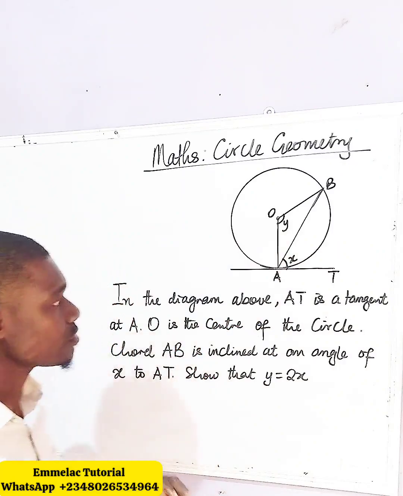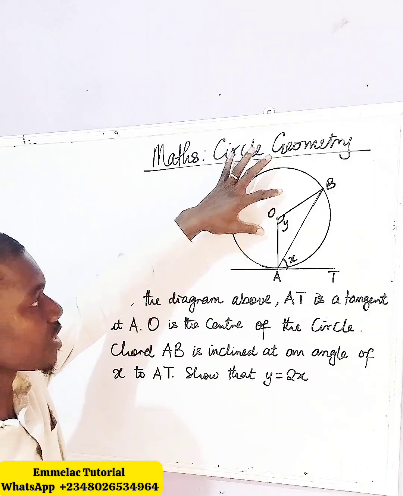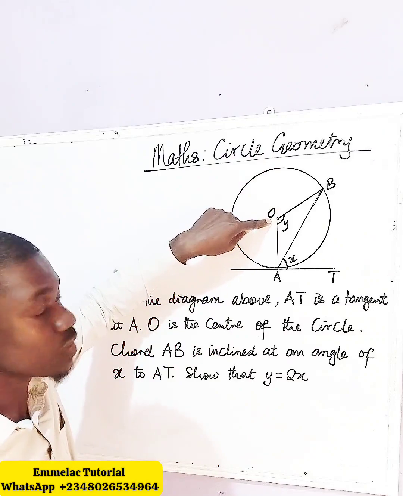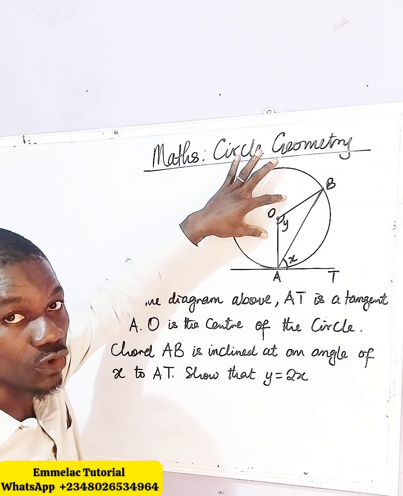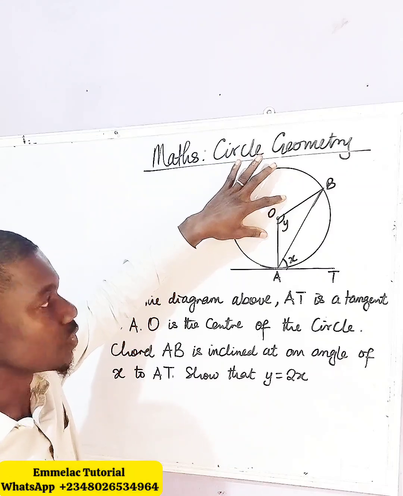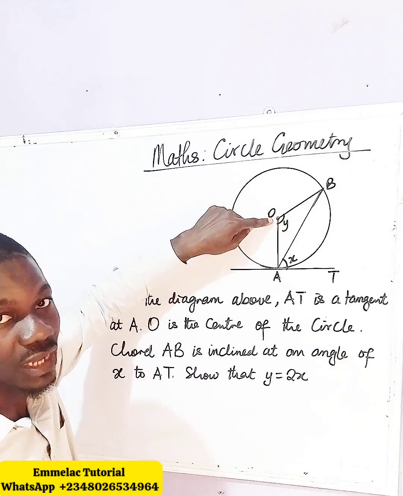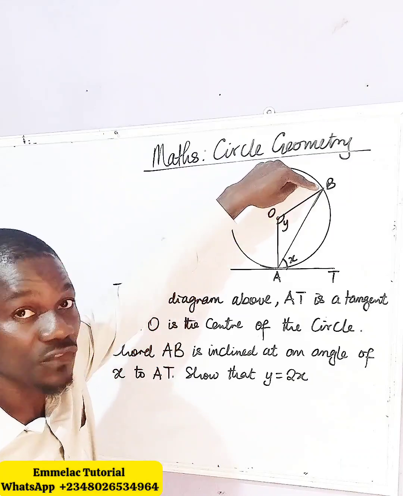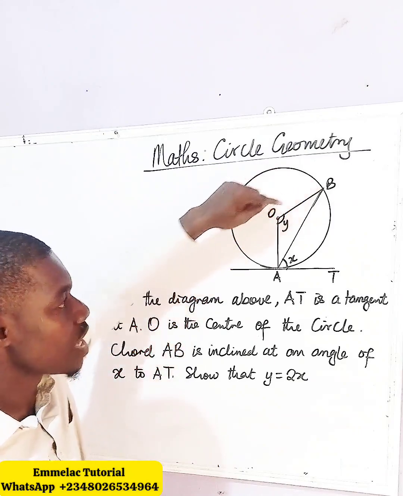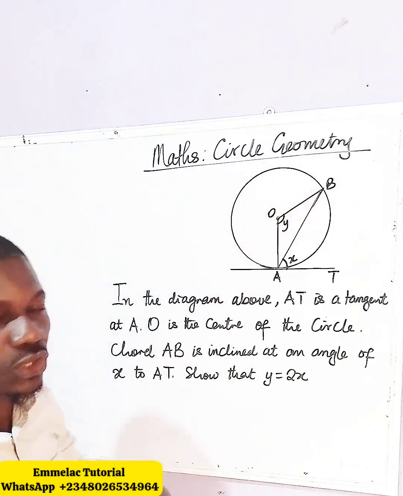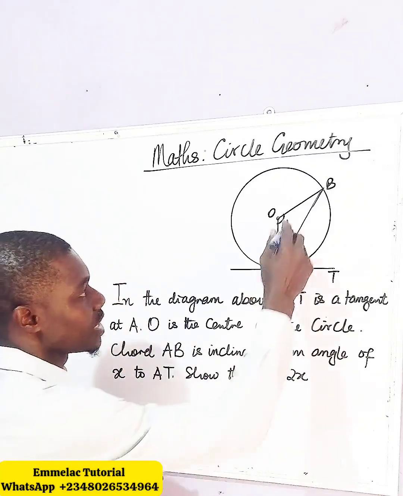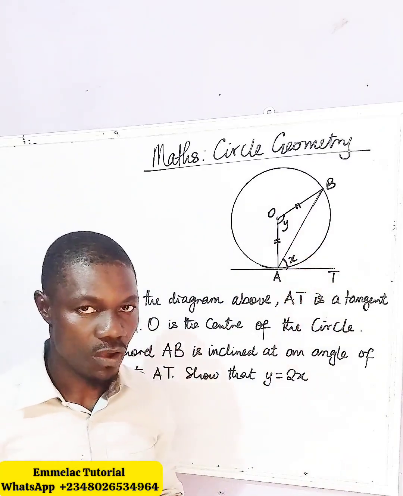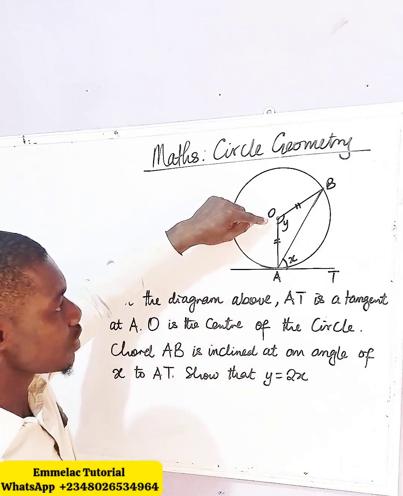First of all, looking at this diagram, since we have a center of a circle, it means there are laws governing circle theorems that we need to abide by. Since this is the center of the circle, and we have a line from the center that meets the circumference, which makes it a radius, and another one from here to here, which makes it a radius, we can conclude that this line is the same as this line.